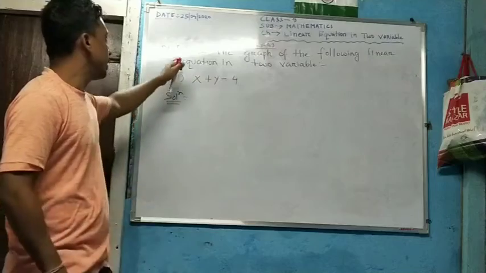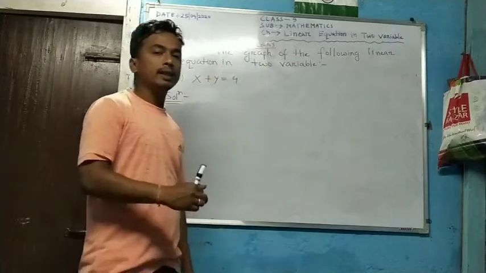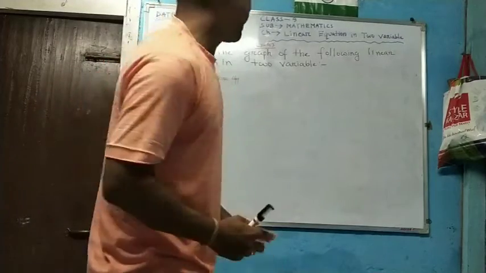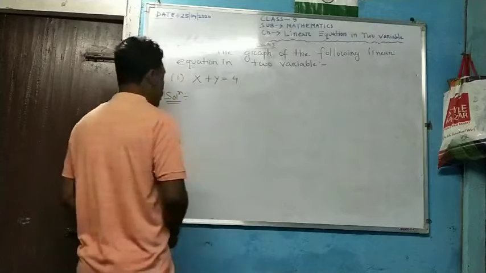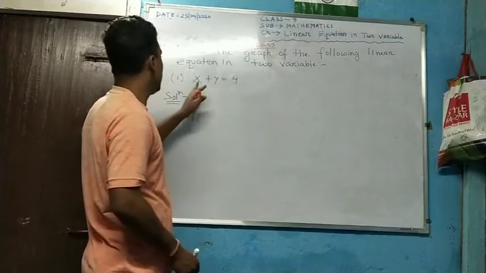Our first question is, draw the graph of the following linear equation in two variables. So in this chapter we are going to learn how to draw a graph of a linear equation in two variables. So you know what do you mean by linear equation? The power is 1, so it is called a linear equation. Now what is the equation?